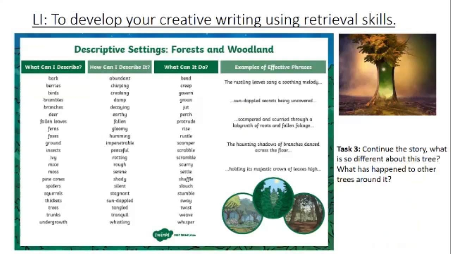For task 4, you can use these descriptive settings, forest and woodlands mat. It actually gives you some useful nouns and powerful adjectives and verbs to use in your story, and also some examples of effective phrases to include. So you can pause the video or I'll go back and pause it on the slide so you can actually include some of this vocabulary in your story writing.